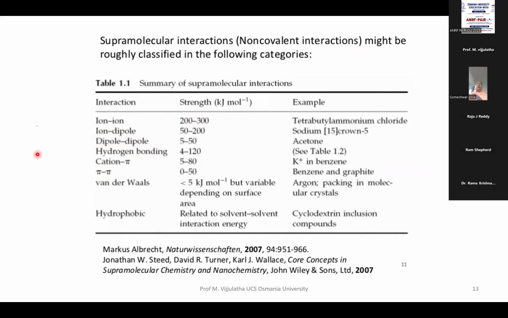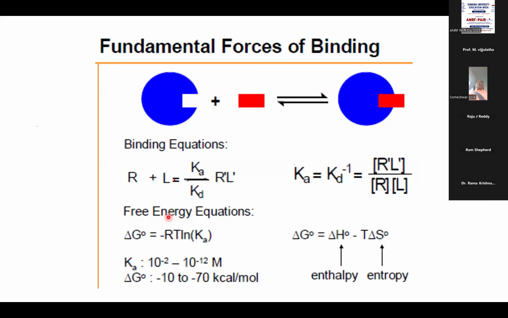These are some of the non-covalent bond interactions which we try to see when we are talking about protein-ligand interaction. And this is the fundamental binding affinity equation which we take into consideration, where we say receptor plus ligand will give you an association constant by dissociation constant and the complex. So if you want to calculate the association or the dissociation, then this is the equation which we use.